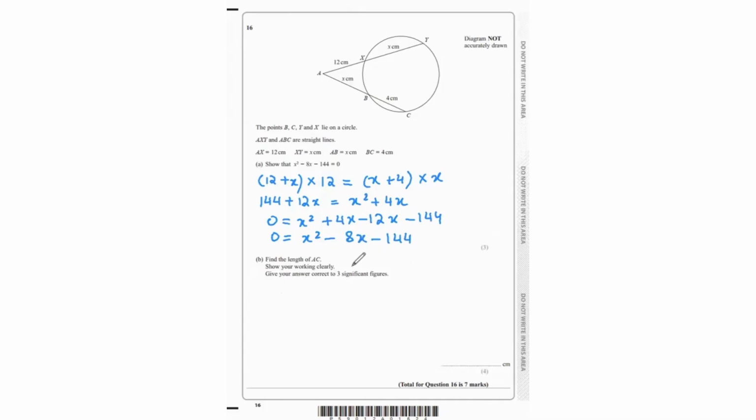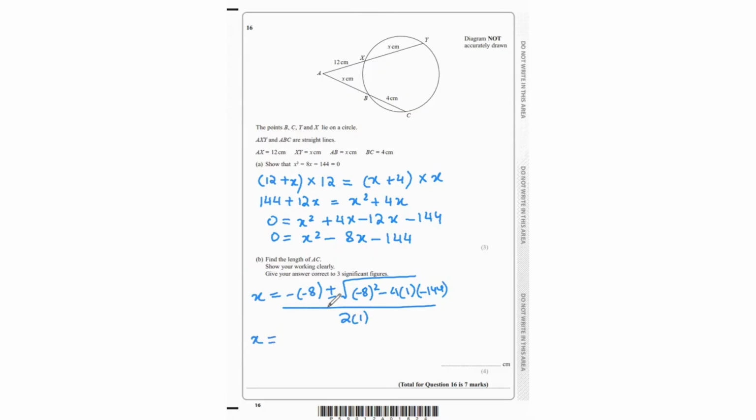Now it says find the length of AC. So to find the length of AC, obviously we need the value of x. So let's solve this equation. To solve this quadratic equation, we're going to use the quadratic formula. x equals negative minus 8, plus minus root of negative 8 squared minus 4 times 1 times negative 144, divided by 2 times 1.